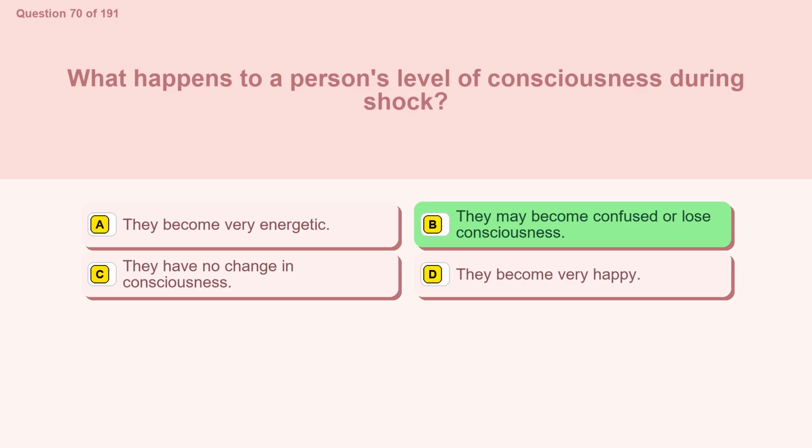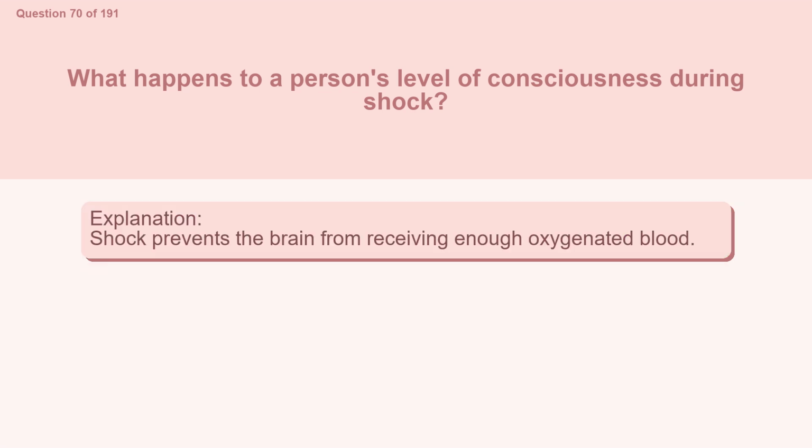The correct answer is option B. They may become confused or lose consciousness. Shock prevents the brain from receiving enough oxygenated blood.